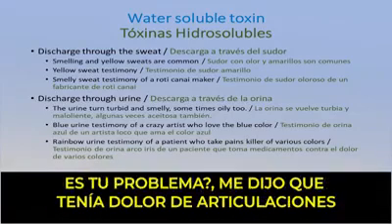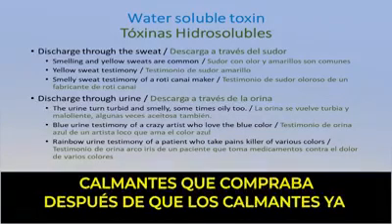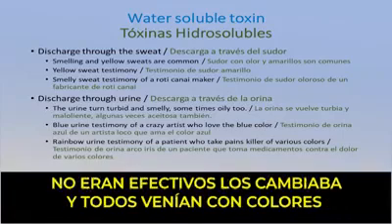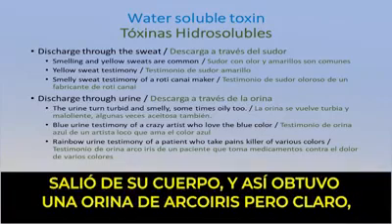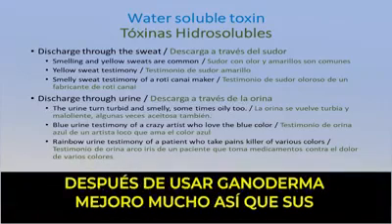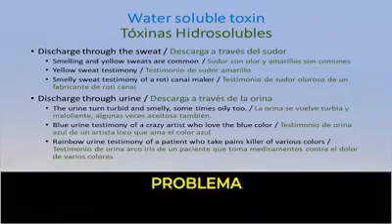So I asked him what's the problem. He said he's having joint pains now. He's taking painkillers, and the color of the painkillers he bought from many pharmacies. After some time the painkiller is no longer effective. He changed and came up with all sorts of colors for the past 16 years. So when he took Ganoderma, all these things were discharged from the body, and then they got rainbow urine. But of course, after taking Ganoderma, he became much better. So his problem is solved. At the end of the day, he doesn't have this problem anymore.